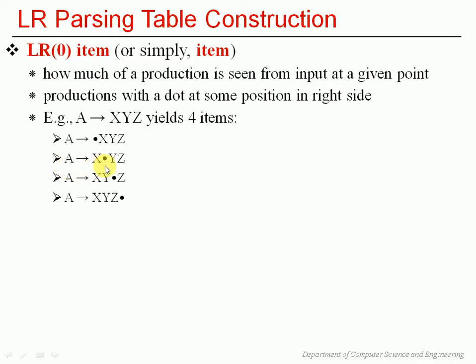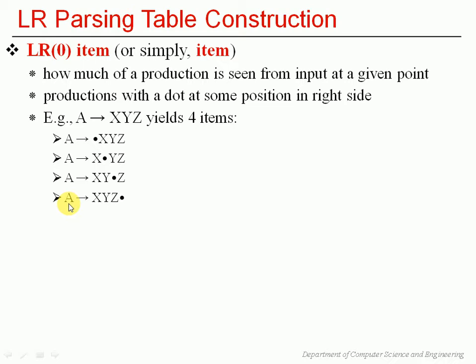In the second item, that is A gives X dot YZ, that means you have already seen those sequences of terminals that could be derived from X, and you are hoping to see those sequences of terminals which could be derived from YZ. Here also the same: in A gives XY dot Z, you have already seen from the input those sequences of terminals which could be derived from XY, and you are expecting to see those sequences of terminals which could be derived from the symbol Z. So when you say XYZ, it can be a terminal as well as a non-terminal.